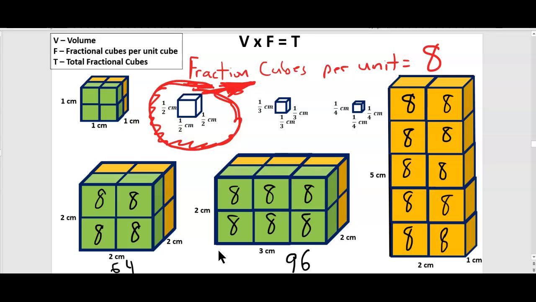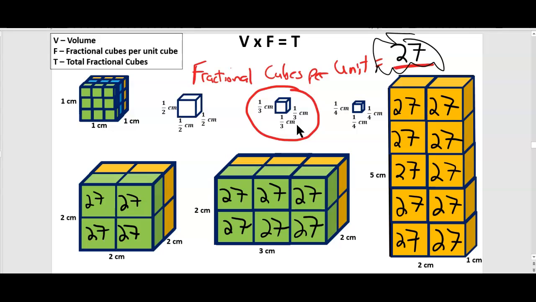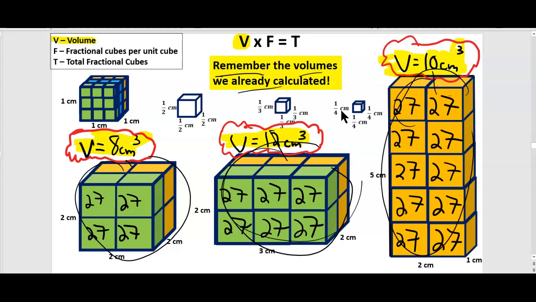Okay, so now, the fraction cubes per unit for this was 8. The fraction cubes per unit for this that fit into a unit cube is, we just said, 27. That means 27 fit into each unit cube. And remember, the volumes we already calculated. The volume for this one is 8, the volume for this one is 12, and the volume for this one is 10. 10 cubes in here, 12 cubes in here, 6 in the front, 6 in the back, 6 green, 6 orange. 8 cubes here, 4 in the front, 4 in the back.